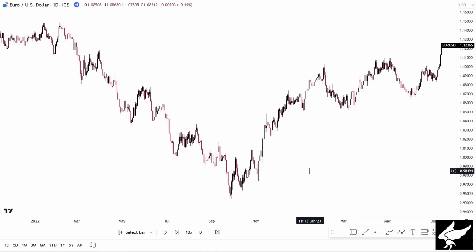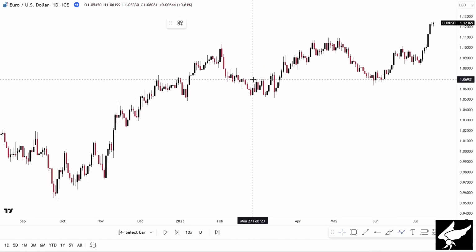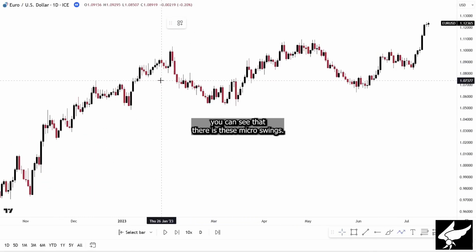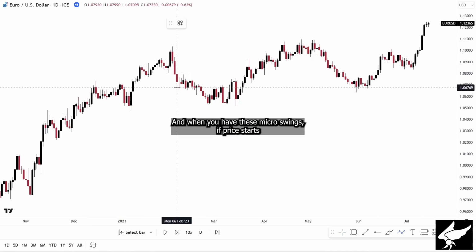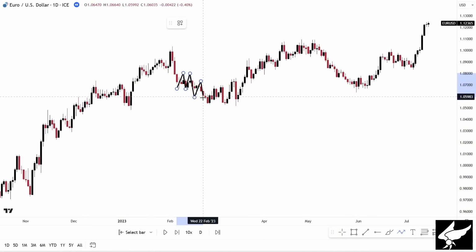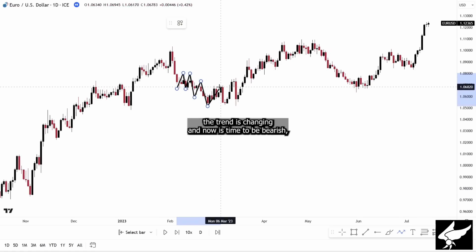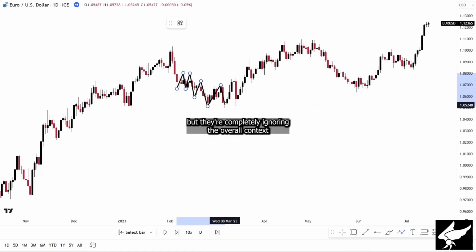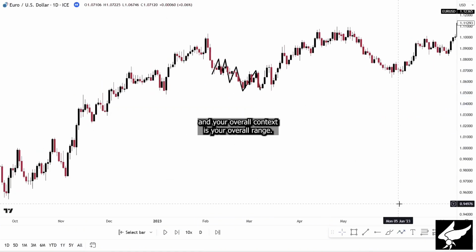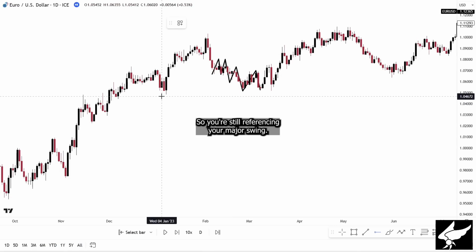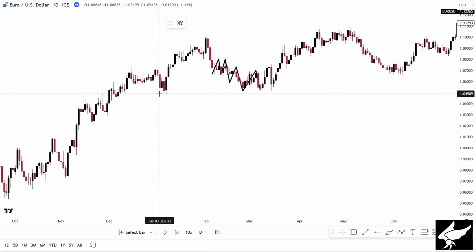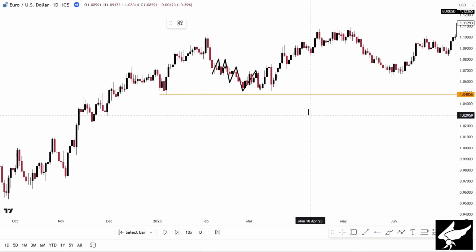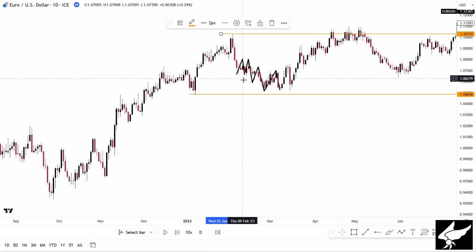The only thing that usually does confuse traders is if you take a look here, you can see that there are these micro swings. And when you have these micro swings, if price starts making lower lows and lower highs, a lot of traders start thinking the trend is changing and now it's time to be bearish. But they're completely ignoring the overall context, and your overall context is your overall range. So you're still referencing your major swing. Your major swing is this swing low and this swing high. So unless this swing low is broken, you are still bullish.